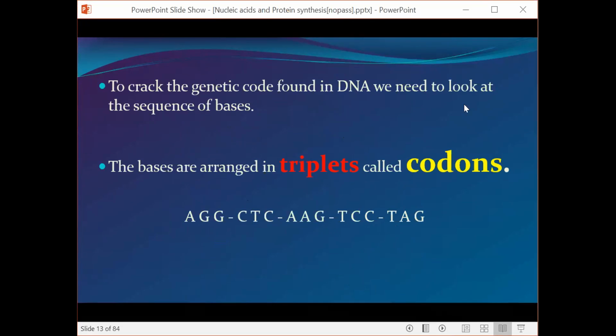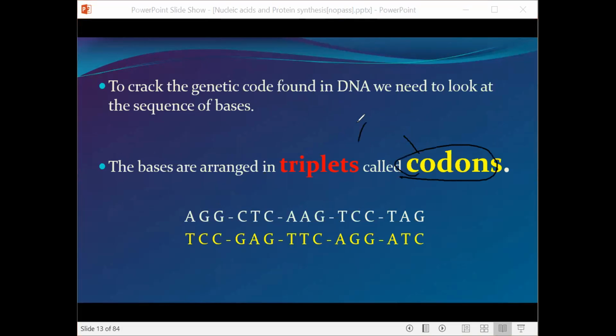Okay. Now, genetic code. I think I told you what a codon is. A codon represents three things, three letters. We need to look at a sequence of bases, so triplets. There are three letters, and the sequence of these three nitrogen bases represents a particular codon. It represents an amino acid.